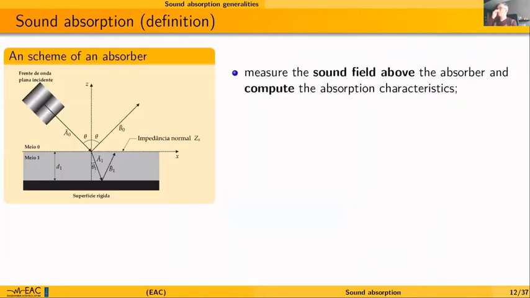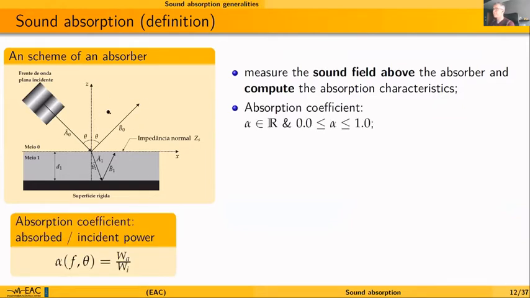Okay, so sound absorption, a little bit of definition we have of quantities. Usually we measure the sound field above an absorber and compute the absorption characteristics of the material. So we don't have access to the inside of the material or to the surface of the material. So we have to measure somewhere outside the material many times. And we have those quantities that are the absorption coefficient. It's defined as the ratio of absorbed power over incident power, and it goes from 0 to 1. It is a real quantity.